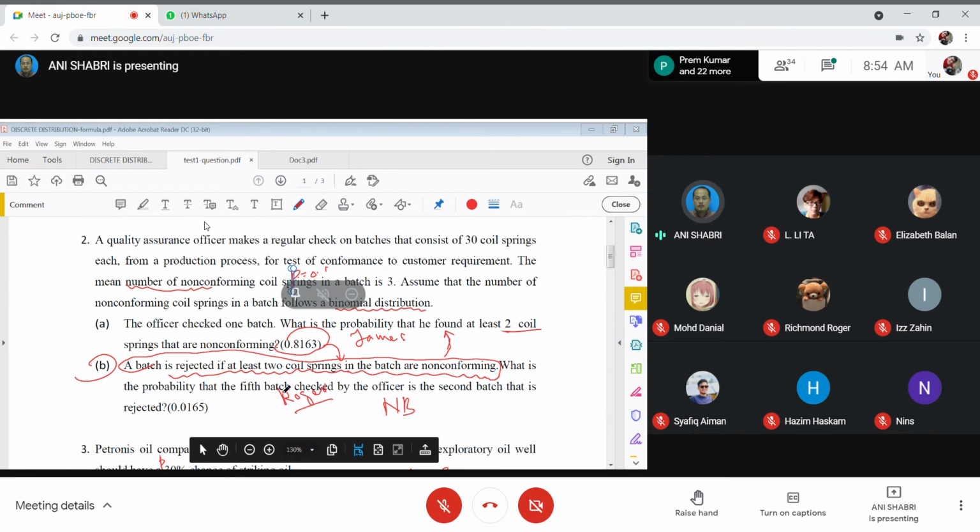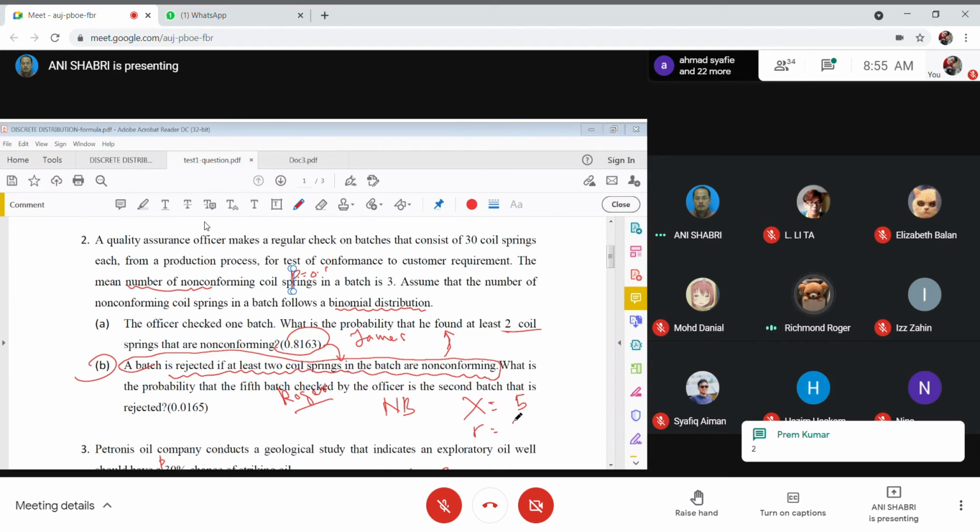For this one, what is the value of X? The probability that the fifth batch checked by the officer is the second batch. Number 2B, what is the value of X? What is the value of R? X is 5. R is equal to 2.